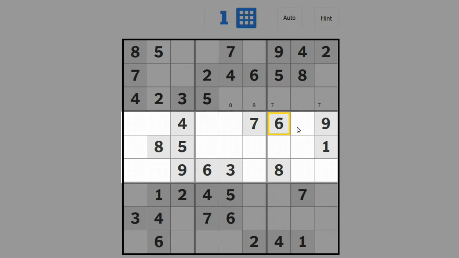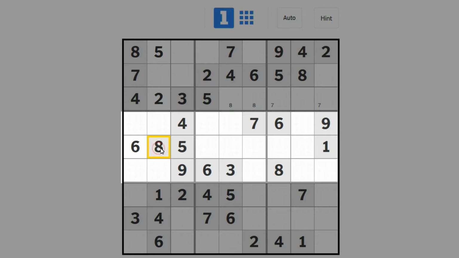There's a 6 in this block. There's a 6 in this block. That means there must be a 6 in this block. It cannot be in the top row because there's already a 6 in this row. It cannot be in the bottom row because there's already a 6 in the bottom row. So it must go here, and so we're going to change this to fill mode and put the number 6 there.